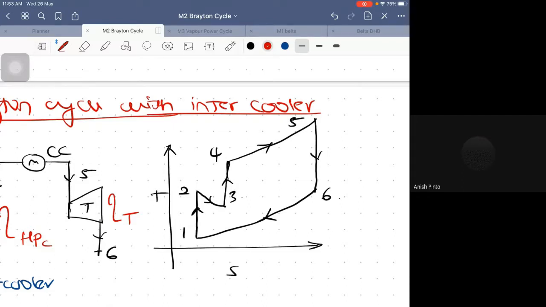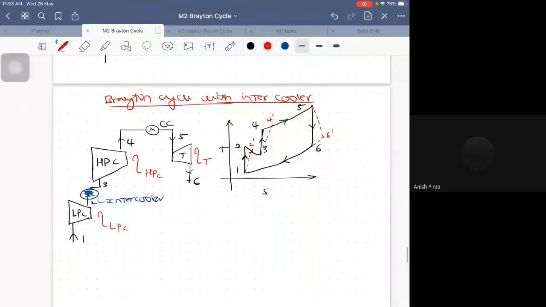2 dash. Correct. So it would deviate this particular path, because the efficiency of the LP compressor is given. So it will come to 2 dash here. Next, 3, 4 dash. Why? Because the efficiency of the HP compressor is also given. So it would deviate a path and meet at 4 dash here. 6 dash. Next, the efficiency of the turbine is given. Therefore, it would deviate a path like this and it would become 6 dash. Clear, all of you, with these concepts?